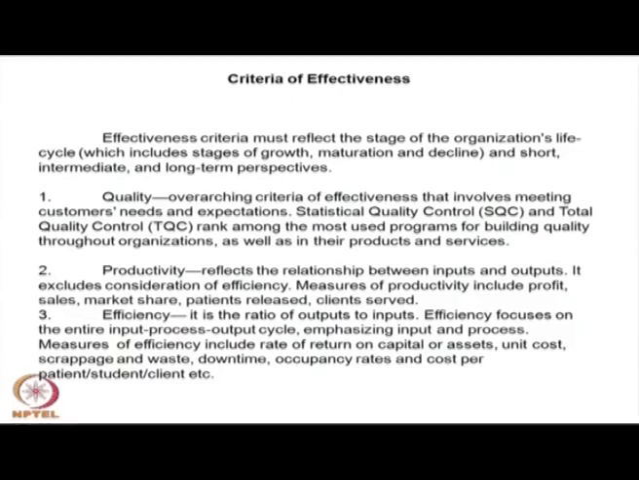Next is productivity. Productivity reflects the relationship between inputs and outputs. It excludes consideration of efficiency. So, like profit, sales, market share, clients or patients released, etc. Efficiency is the ratio of input and output, meaning how you do certain things, and scrappage and wastage, downtime, and occupancy rates are certain measures of efficiency.